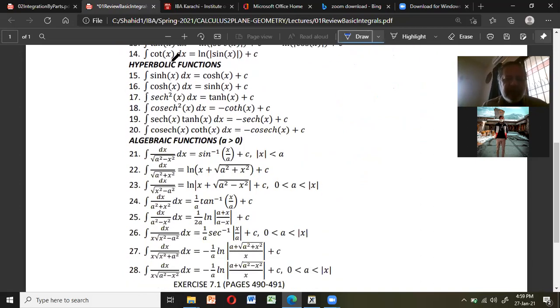Now there are some other basic functions whose antiderivatives are frequently found in problems.